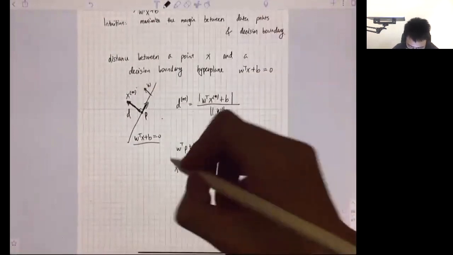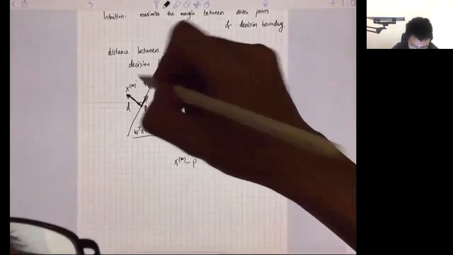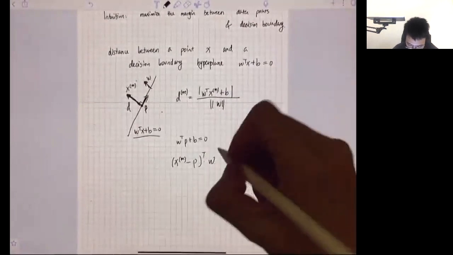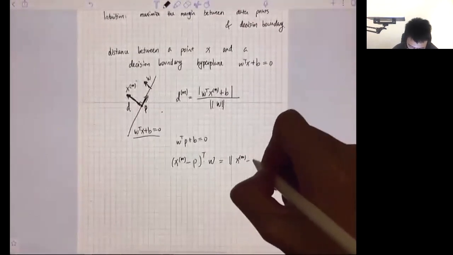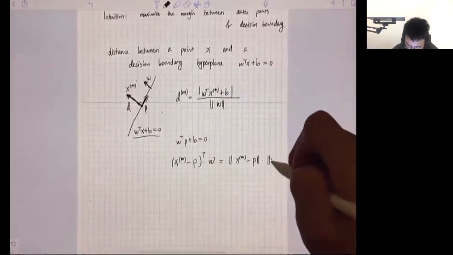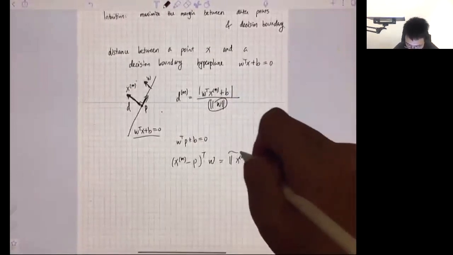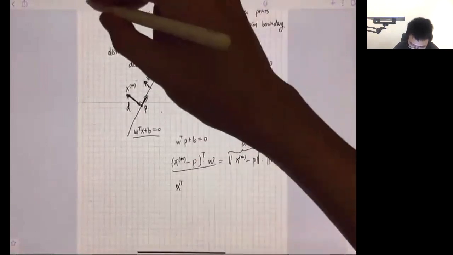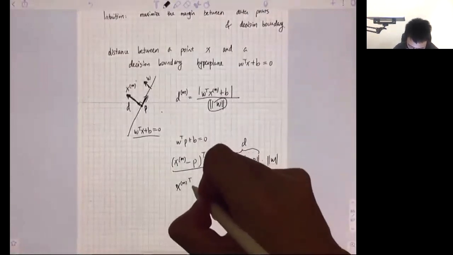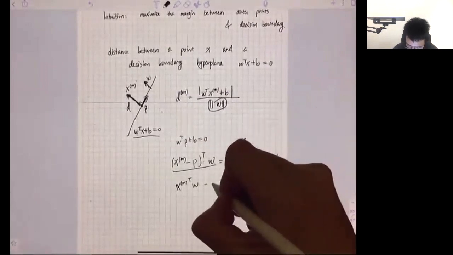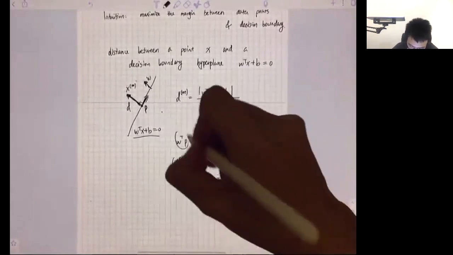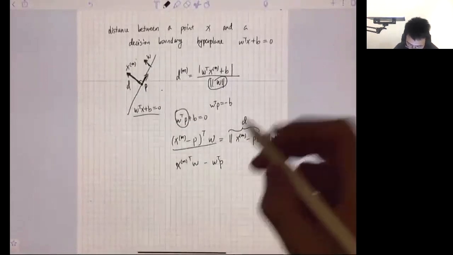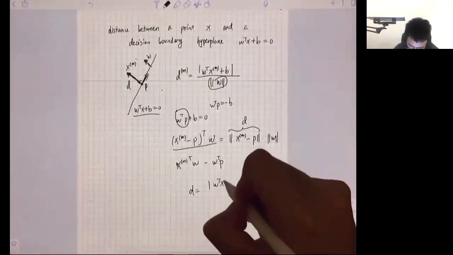So this vector should be parallel to the W, okay? It should be the same direction as W. So I can say this times my W, the inner product with W, should be the same as X minus P, the distance, times the norm of W. Then you see, you almost get it, right? This is my distance. Here you can say this is X_M transpose W, for a particular data point M, minus W transpose P. But we know W transpose P is minus B, okay? So this gives me that the distance is W transpose X_M plus B divided by the norm of W.